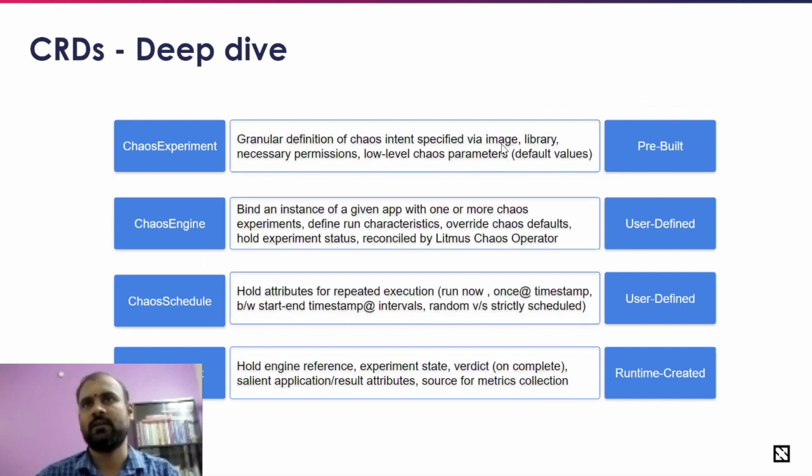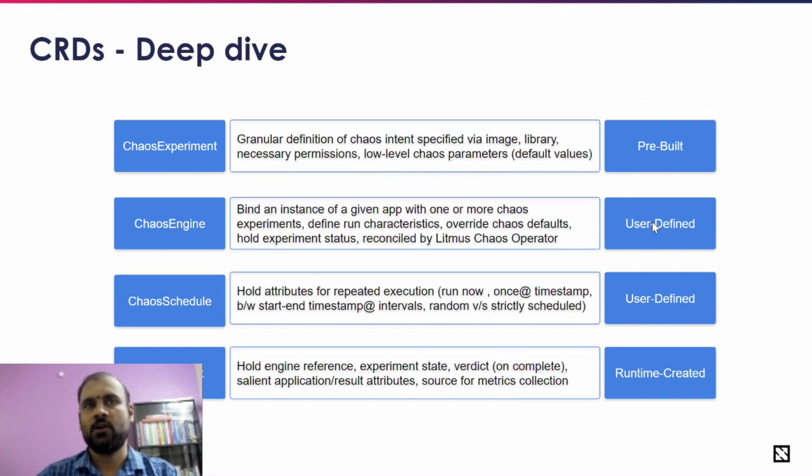And this is where Litmus also supports the BYOC mode, that is the bring your own chaos mode of execution, where you can specify your own chaos image. You can execute the chaos the way you want it, with the checks that you want, and you can put that image in the chaos experiment and provide the necessary tunables and the necessary permissions.